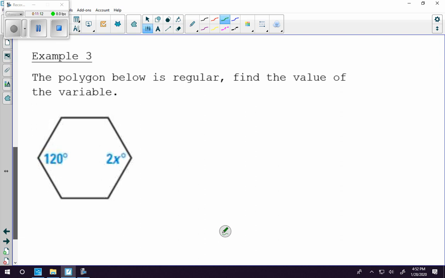Okay, example 3, the polygon below is regular. Find the value of the variable. Well, what does it mean for a polygon to be regular? It means two things. It means it's both equilateral and equiangular. So this hexagon is a regular hexagon. This is definitely regular because they told us so.